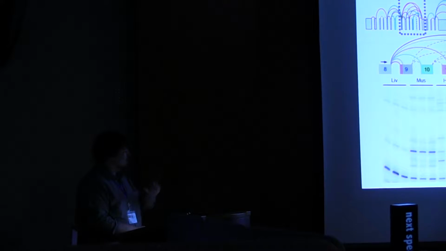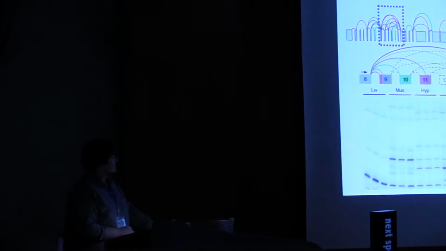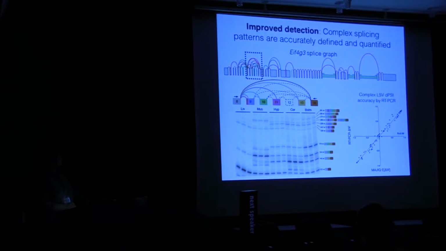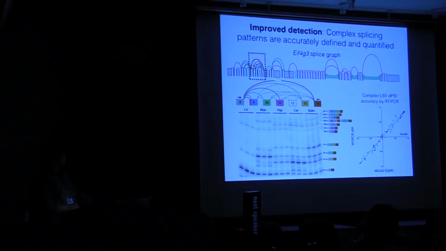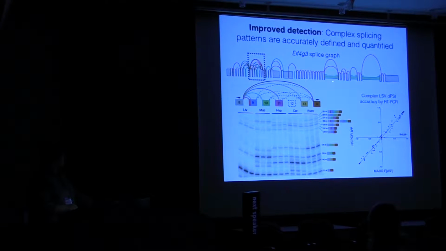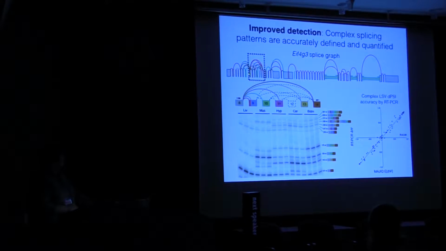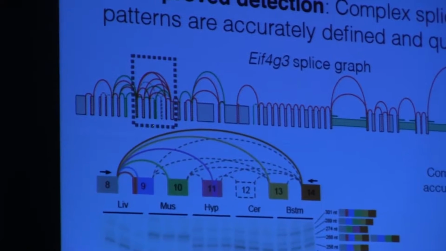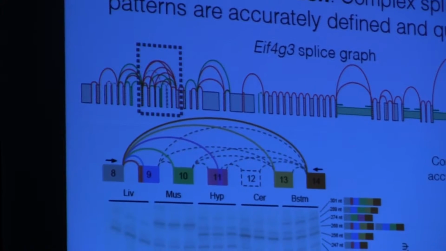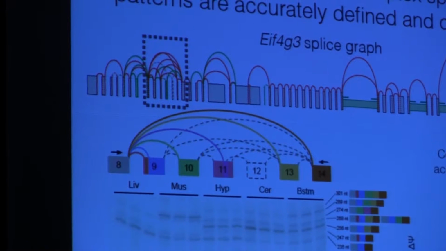If you're not using MAJIQ or a tool that handles complexity like this, you're either missing events or misclassifying them as several binary events. So this is an example of the gene EIF4G3. This is a simplified splice graph, and you can see lots of exons, lots of junctions going all over the place, but importantly there's a lot of green things here. Novel exons detected, novel intron retentions detected, and novel connections between the exons. So that's a unique thing that MAJIQ does also, all this novel detection.